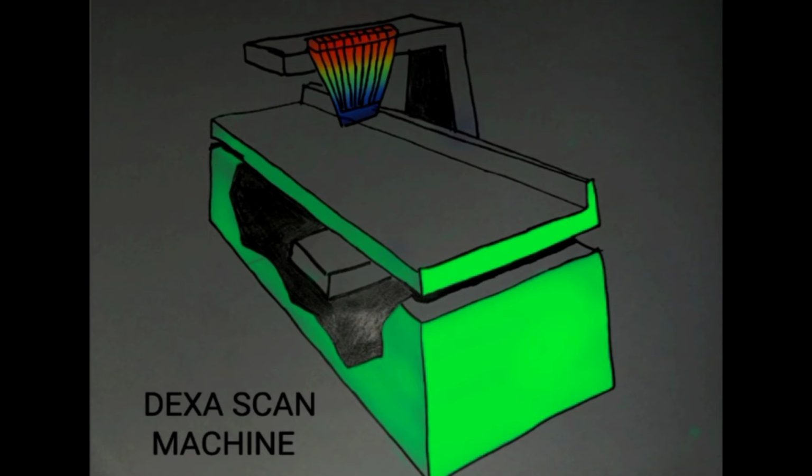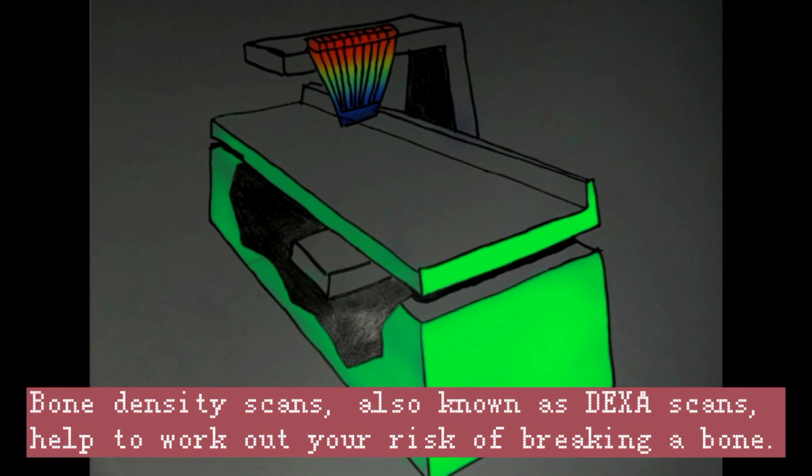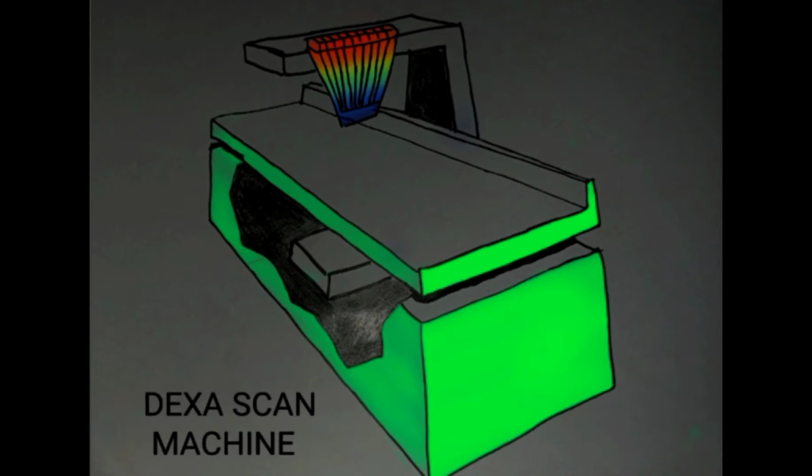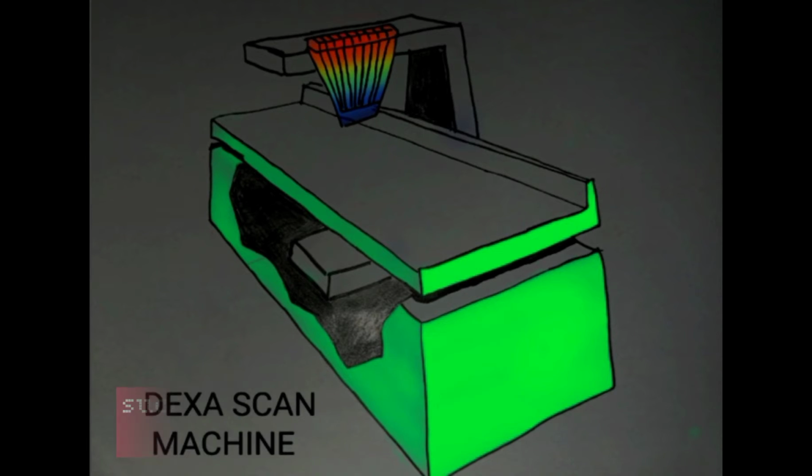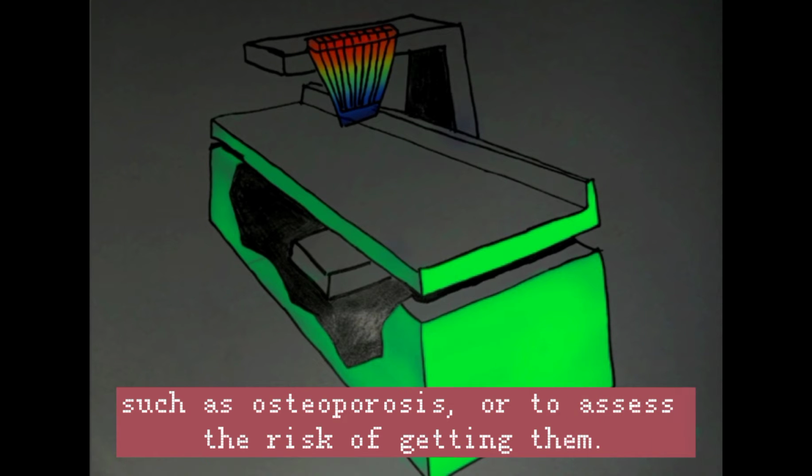DEXA scan machine. Bone density scans, also known as DEXA scans, help to work out the risk of breaking a bone. They are often used to help diagnose bone-related health problems, such as osteoporosis, or to assess the risk of getting them.